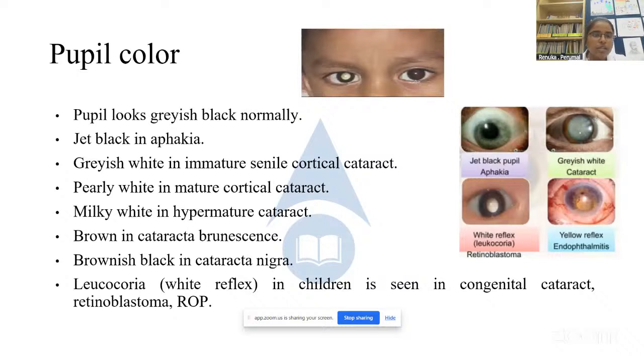Next is pupil color. So usually the pupil color will be a grayish black. In case of aphakia, it will be a jet black pupil, and in cataract that will be grayish white. A white reflex will be noted in leukocoria, that will be seen in congenital cataract, retinopathy of prematurity, and retinoblastoma, and a yellow reflex will be seen in endophthalmitis. And in different types of cataract, like a cortical cataract, the appearance will be pearl white, and if it is a hypermature cataract, it will be milky white, and if it is a brunescent cataract, brown, and brownish black will be noted in cataract nigra.